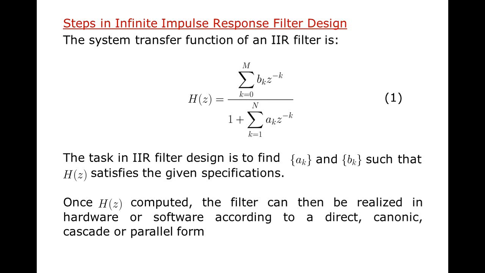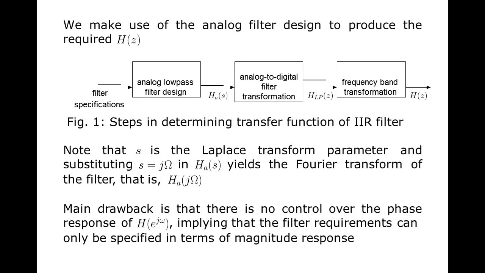This transfer function comes from the difference equation of the IIR filter, so from that we can find H of z. Once H of z is computed, the filter can be realized in hardware or software according to different forms, such as direct, canonic, cascade and parallel form. These are the realization forms.